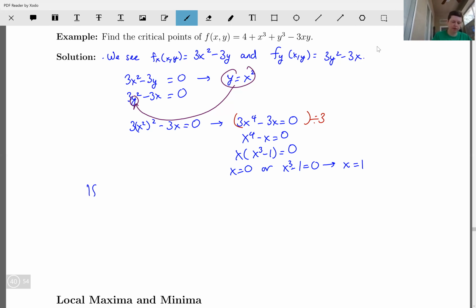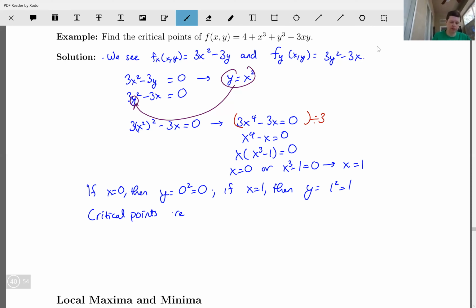If x is equal to 0, then y is equal to 0 squared, which is 0. And if x is equal to 1, then y is equal to 1 squared, which is 1. And so the critical points are therefore going to be (0, 0) and (1, 1). And that's the idea.